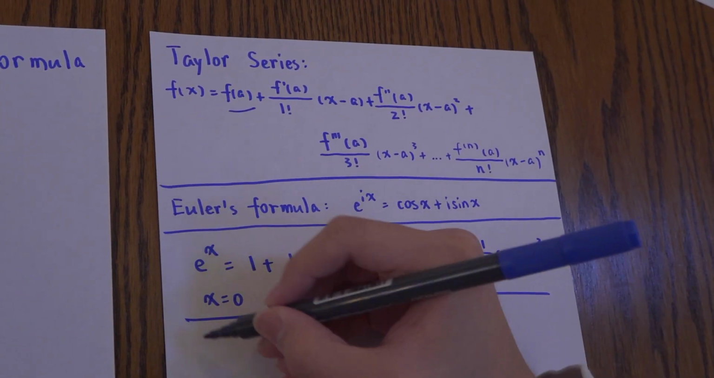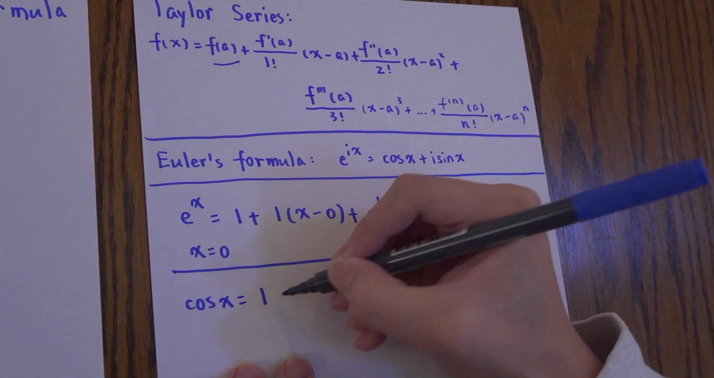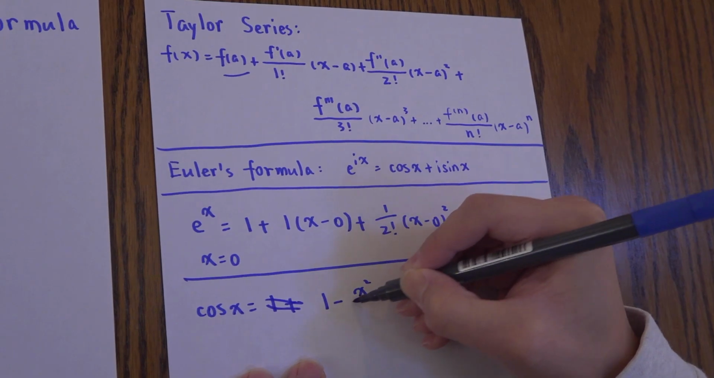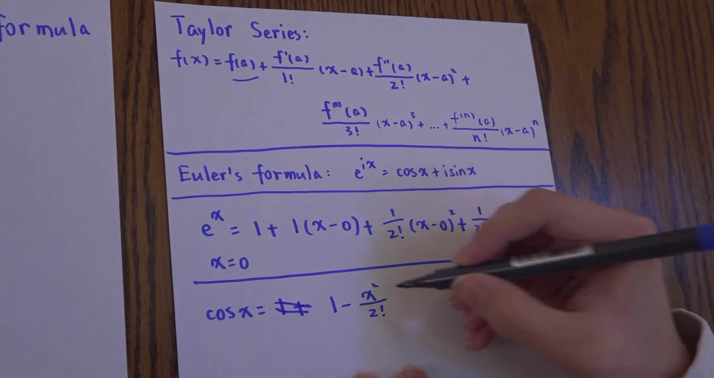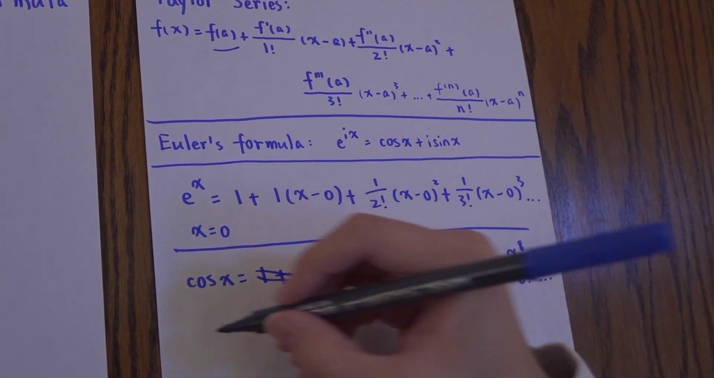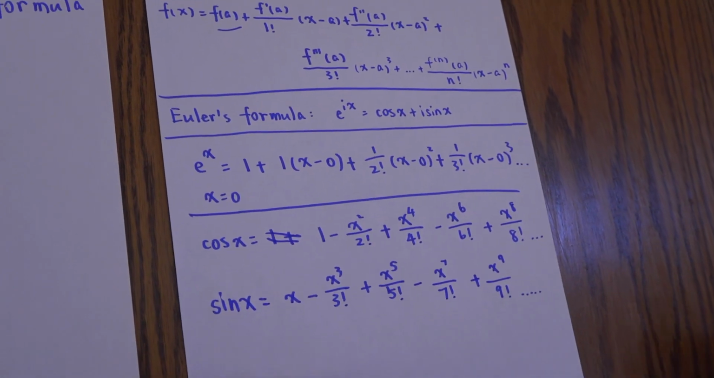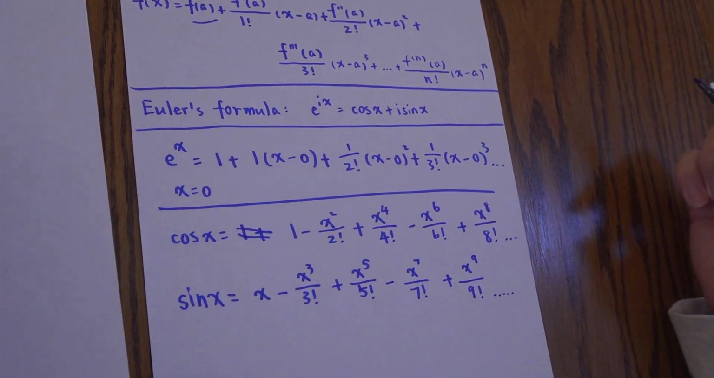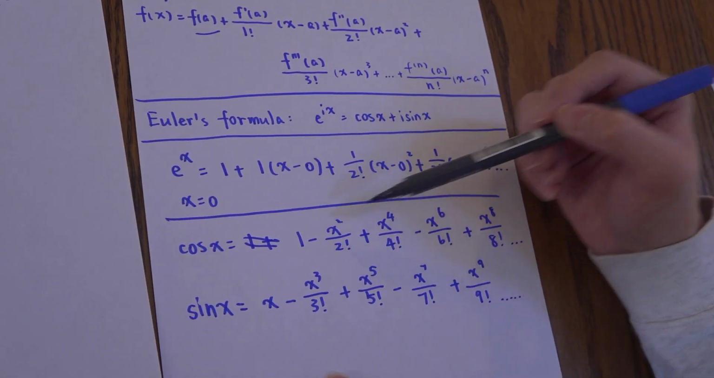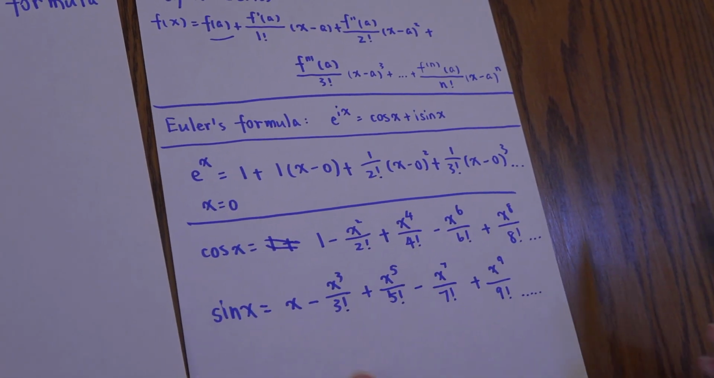Now, let's take a look at the Taylor series of cosine x and sine x. First, let's do cosine. For the sake of time, I've already got the cosine written out for you. It will be 1 minus x squared over 2 factorial plus, and so on. This is the Taylor series for cosine. And now let's do sine. Okay, so we've already got our cosine and sine functions right here. Notice that for the cosine function, because it is even, we only have even powers. And for the sine function, because sine is odd, we only have odd powers.